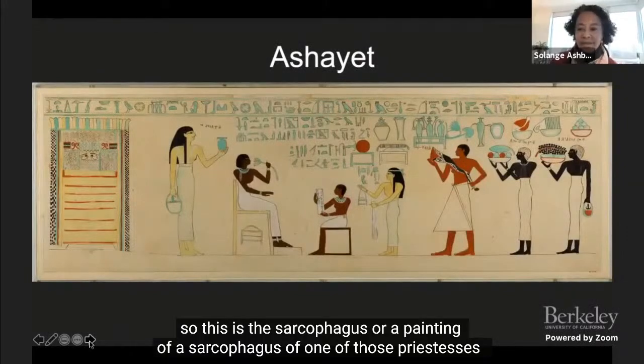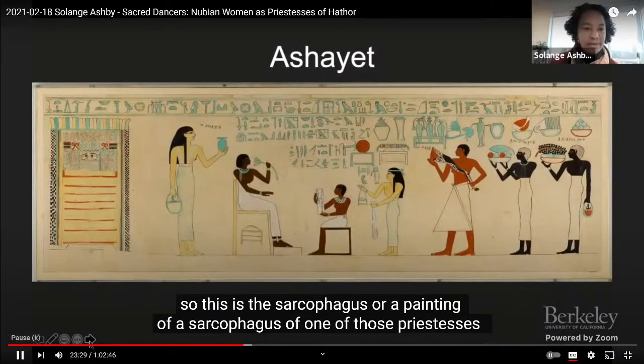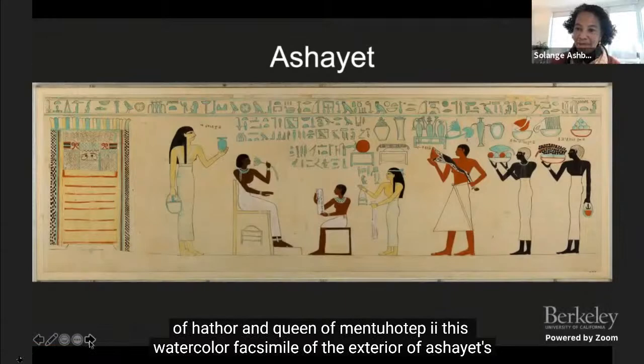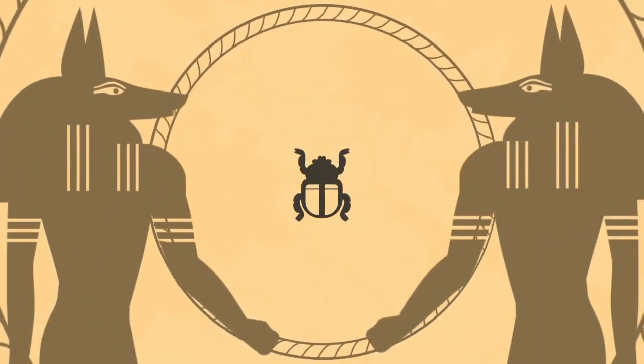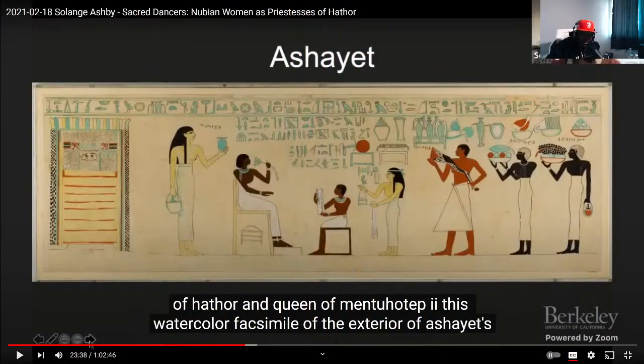So this is the sarcophagus, or a painting of a sarcophagus of one of those priestesses of Hathor and queen of Mentuhotep II. Let me stop her and play the color game real quick, and have some fun. Now, we know this is a reconstruction where they tried to be just as accurate as they could possibly be.